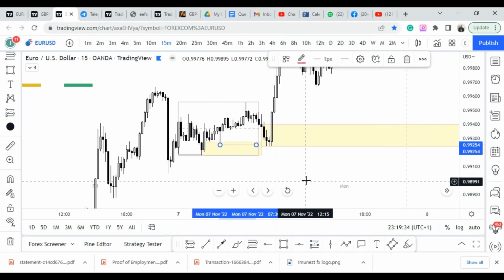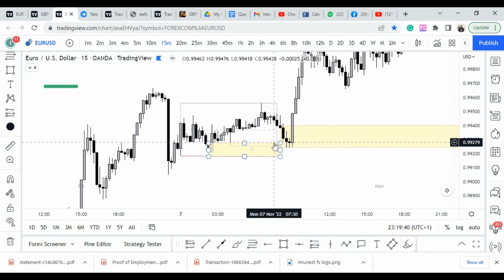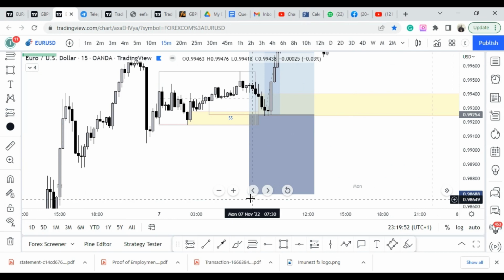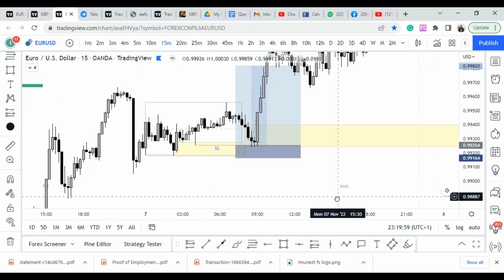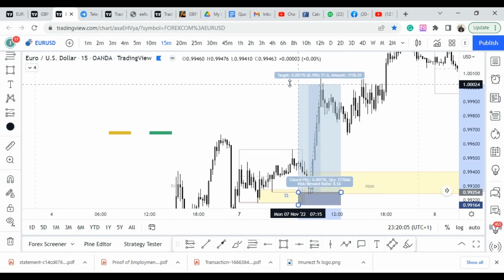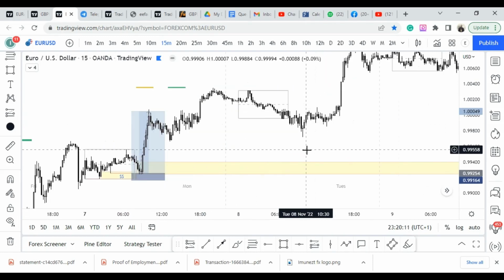That becomes an inducement, and you can see that price actually came. If I want to take a trade here, what I will just do is place my entry at this point, and my stop is going to be just below this block, something like that. Then I'm going to be targeting this high first of all. Okay, so that's the opportunity on Monday.